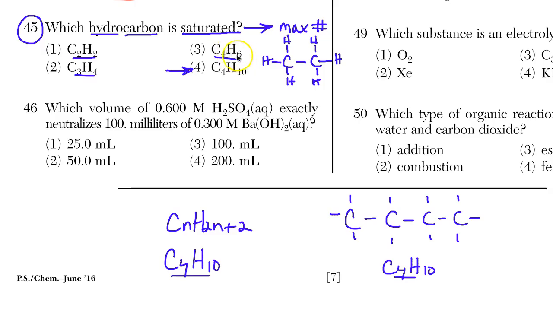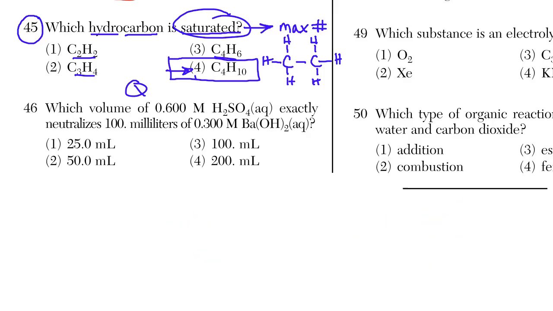Notice C4H6 has fewer H's, so that must have a triple bond somewhere. Or in any case, choice 4 is the answer. The best way to do this is to draw it to see which one has single bonds, but you have to realize single bonds between the carbons. And Table Q can help you with these formulas.